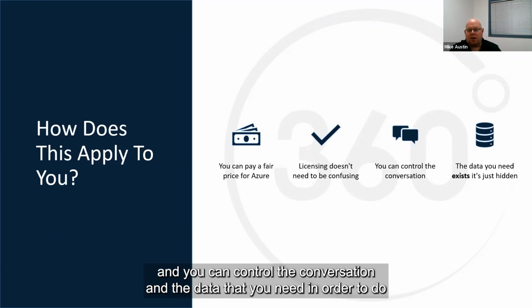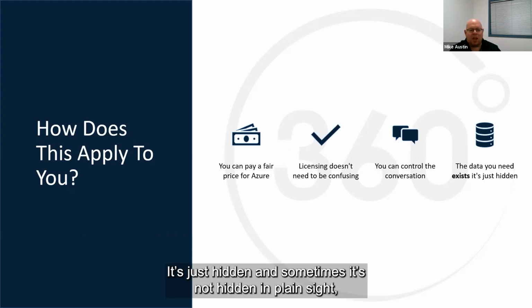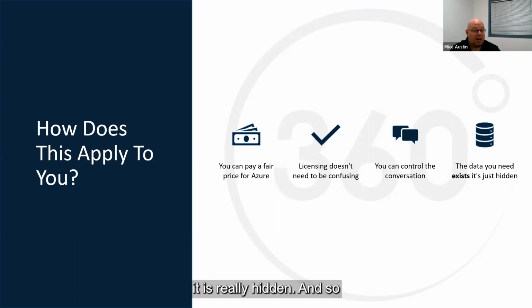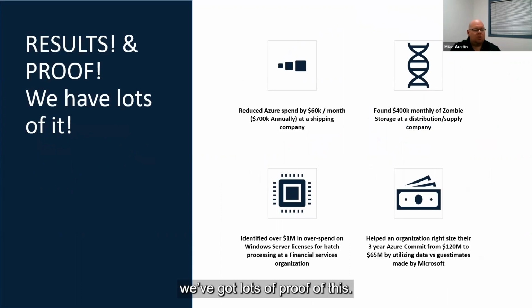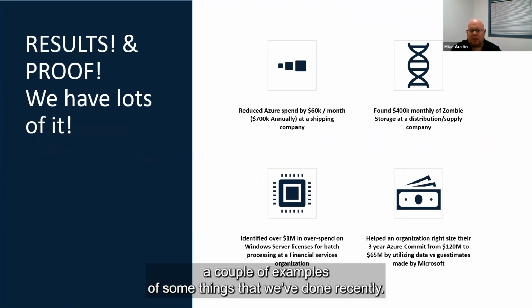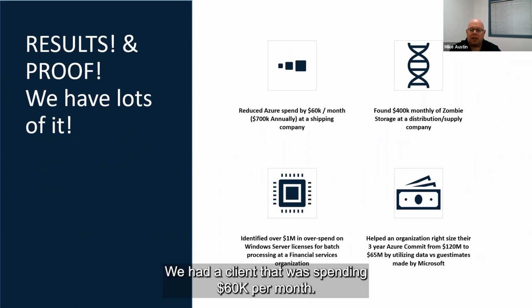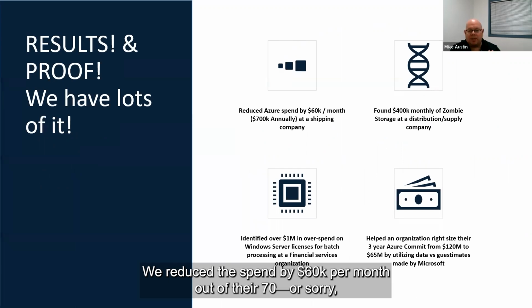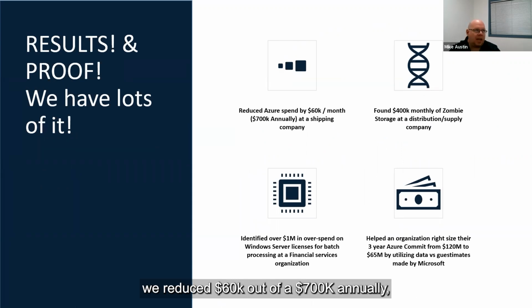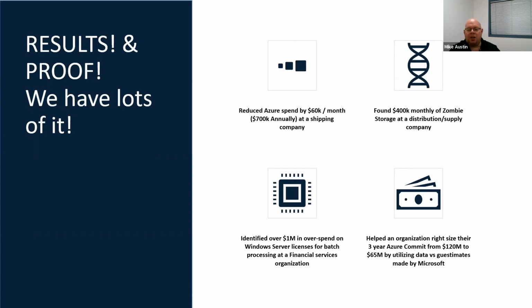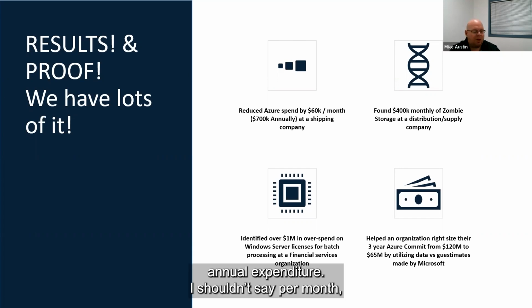And you can control the conversation, and the data that you need in order to do this exists. It's just hidden. And sometimes it's not hidden in plain sight. It is really hidden. And so we've got lots of proof of this. I'm just going to give you a couple of examples of some things that we've done recently. We had a client that was spending $60K per month. We reduced $60K out of a $700K annual expenditure. I shouldn't say per month.